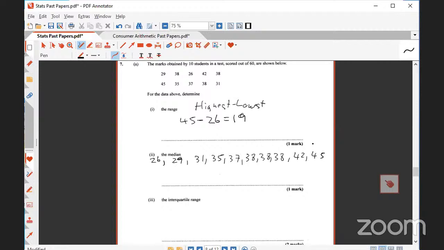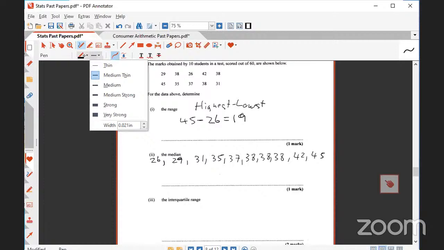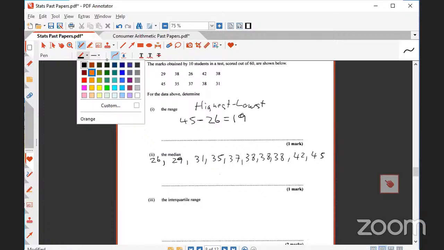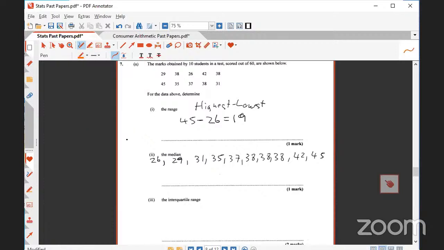So you always have to remember that you have to arrange it first in ascending or descending order. You don't have to do it in ascending order. You can do it in descending order as well. After that, you try to figure out what's in the middle. There are a number of different ways how you can do this. You can physically cross them out, or there's a little formula that we can use, and I'm going to show you both of the ways.